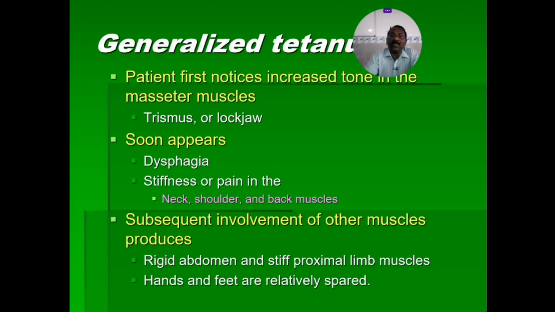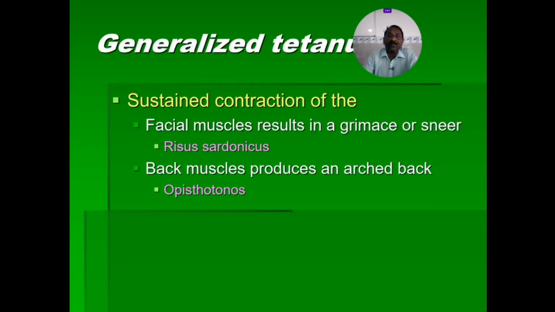The patient first notices increased tone in the masseter muscles, that is the lockjaw, also called trismus. Then there will be dysphagia and stiffness or pain in the neck, shoulder and back muscles. Subsequent involvement of the other muscles produces a rigid abdomen and stiff proximal limb muscles. Hands and feet are relatively spared here. So first mostly the face and neck, then the trunk and abdomen, and usually the hands and feet are mostly not involved.